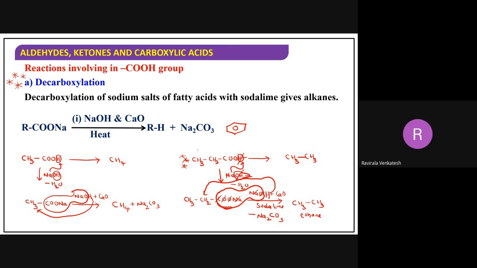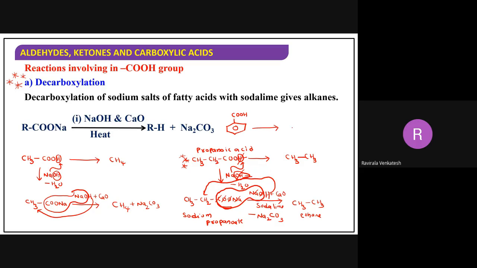This name is called what? Propanoic acid. Right? Now, when you add sodium to this one, you have to call this one sodium propanoate. You write the names also in your notebook. Right? Now, if I am having COOH.